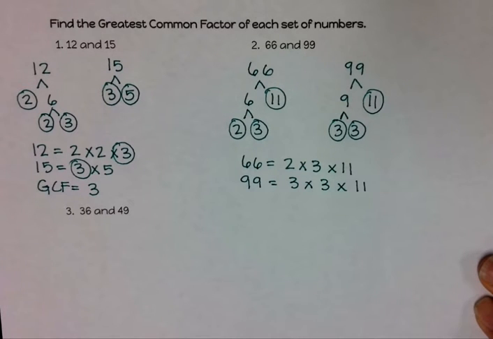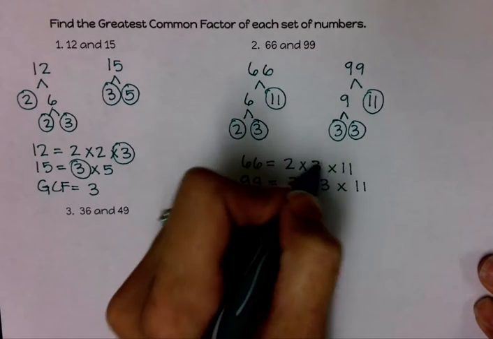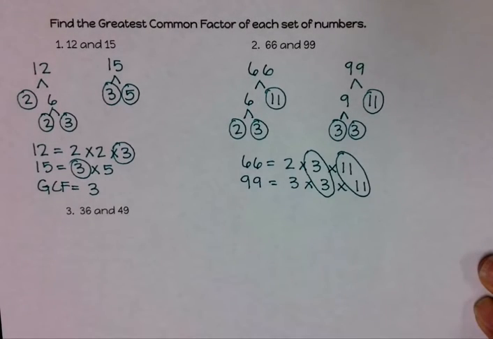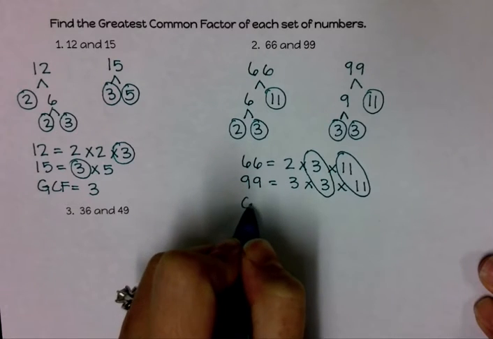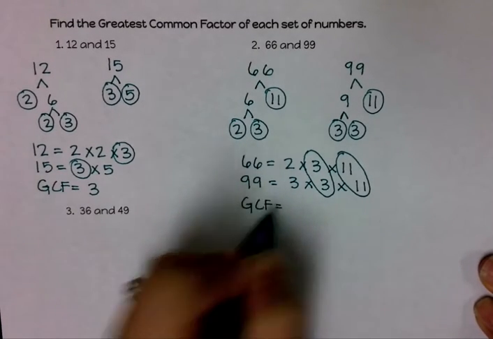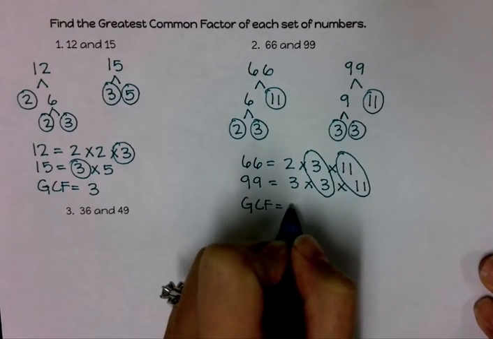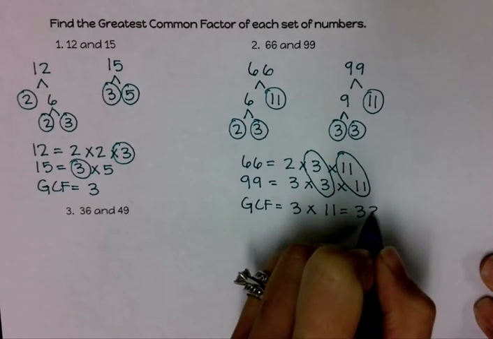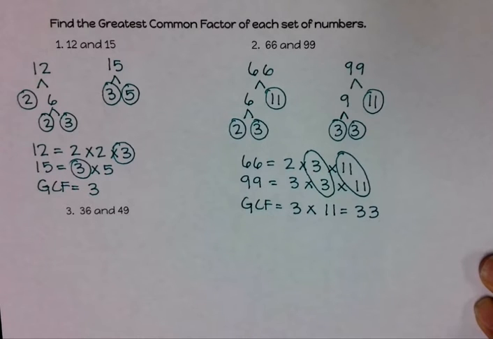So for these two numbers, we have two factors that are in common. We have a 3 that's in common, and we have an 11 that's in common. So to find the greatest common factor when there is more than one prime factor in common, we multiply those numbers together. We have 3 times 11, which means our greatest common factor is going to be 33.